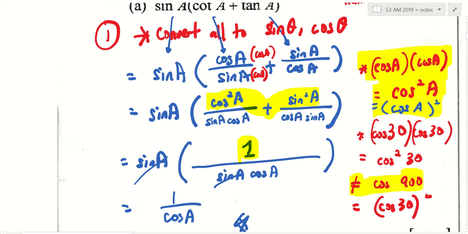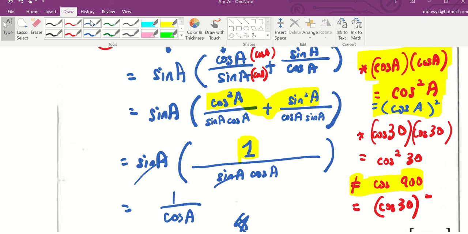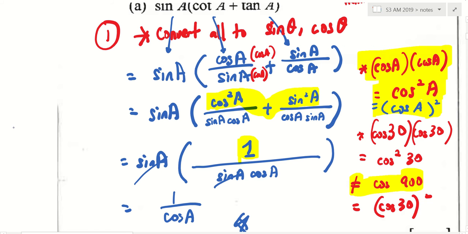I use formula number 1. Formula number 1 says sine square plus cosine square equals to 1. So the numerator equals 1. After that, what do I do? Oh, I know that if there's a fraction, I can cancel the sine A and sine A away. So I'm left with 1 over cosine A.